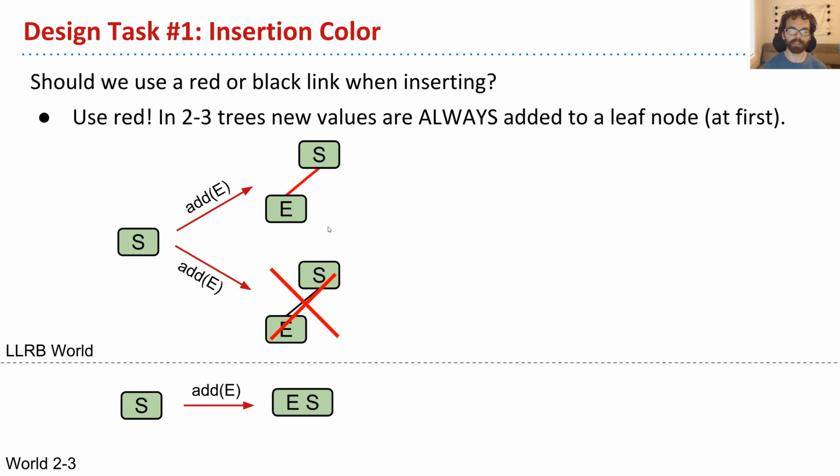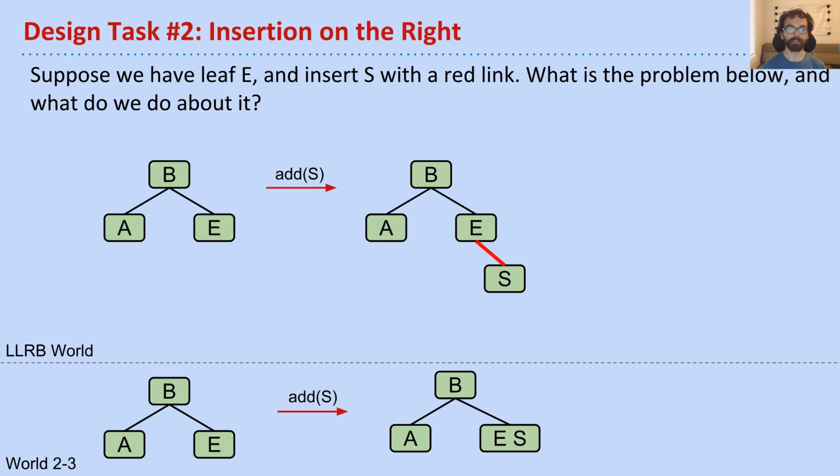Okay? So let's try something a little more challenging. Usually in a 2-3 tree, if I have here A, B, and E, where everything is a 2 node, and then we add S, we end up with S inside the same leaf node as E. So here, if we do what we just said in the previous slide, where we use a red link when we add to the corresponding LLRB, the question is, what do we need to do to fix this?